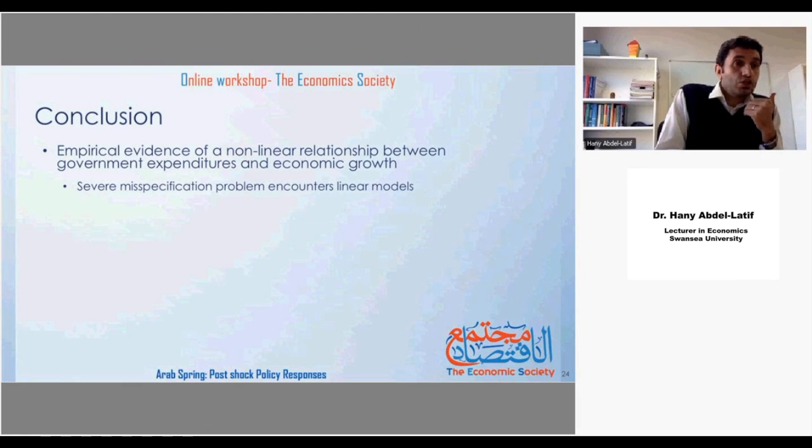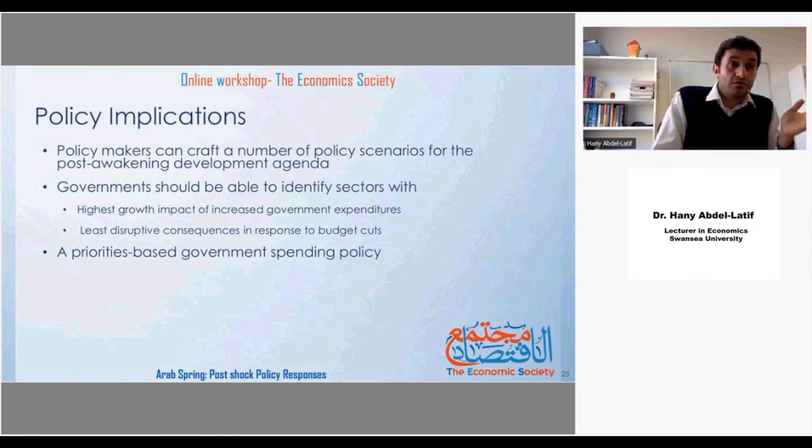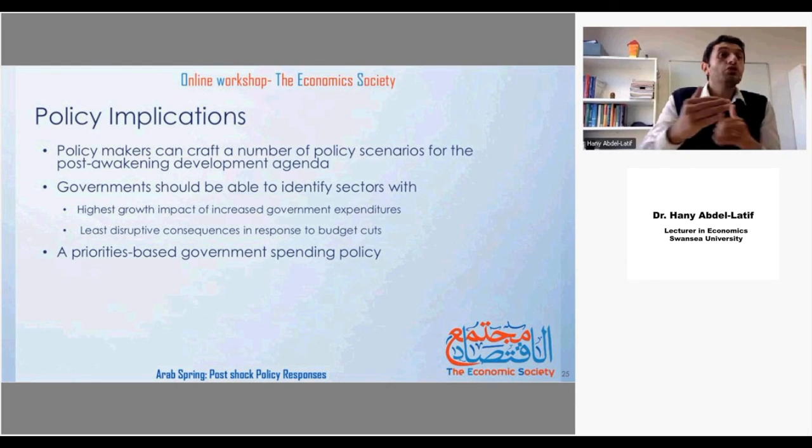Also, we could use this to draw policy implications that are useful in the case of Egypt and probably in the case of other developing countries going through similar economic and institutional shocks. First of all, we saw that policymakers can craft a number of policy scenarios after the shock and see whether they could identify sectors with the highest growth impact of increased government expenditure, and sectors with the least disruptive consequences in response to budget cuts. This is a very pragmatic way to approach what you would like to do.